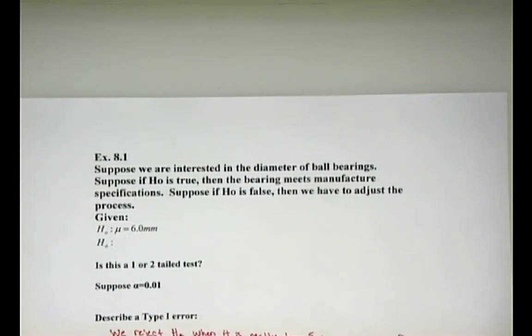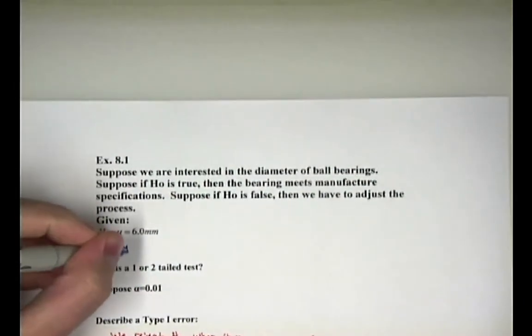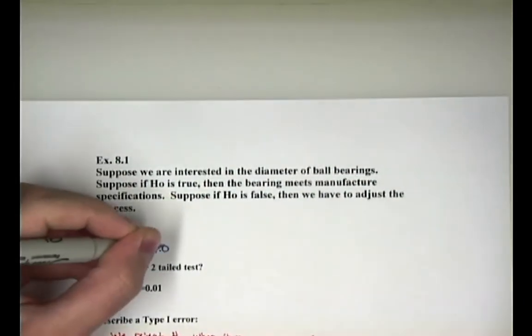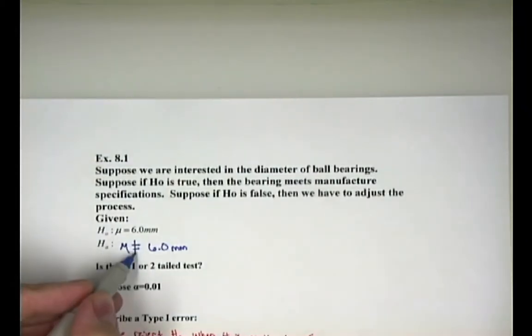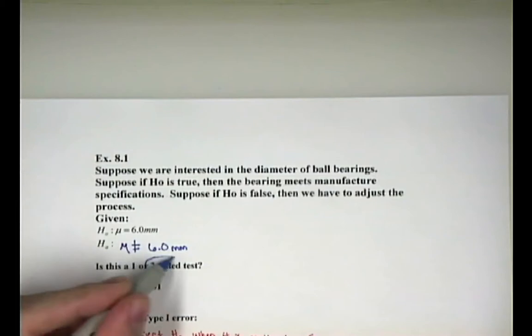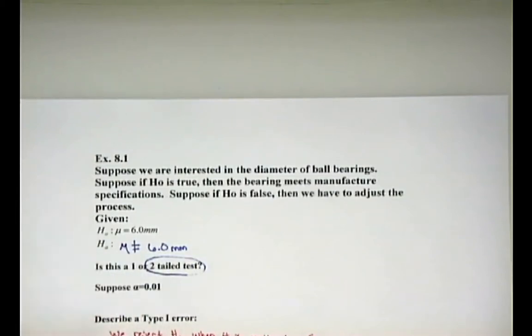So in this paragraph, the ball bearings either meet specifications or they don't. We're only interested in if they meet specs, which is 6 millimeters, or not. So our alternative hypothesis will be mu not equal to 6 millimeters. Okay? Is this a one or two-tailed test? Well, if this symbol is a not equal to symbol, then it is a two-tailed test. Otherwise, it is a one-tailed test. So if I had a less than symbol or a greater than symbol, it would be a one-tailed test, but because I have that not equal to symbol, it's a two-tailed test.